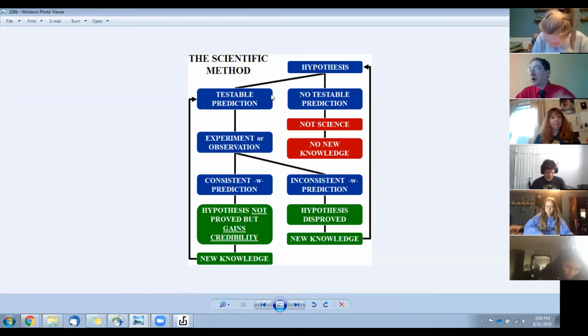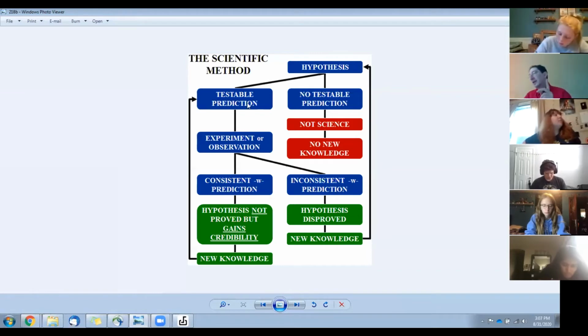But eventually you do all this, and if an idea fails the test, the idea is wrong. And that is useful. If a hypothesis is disproved, that is new knowledge. You know that this idea is no longer worth your time and consideration, and you should spend your time doing something else, considering other ideas. So you come back here, make a new hypothesis.